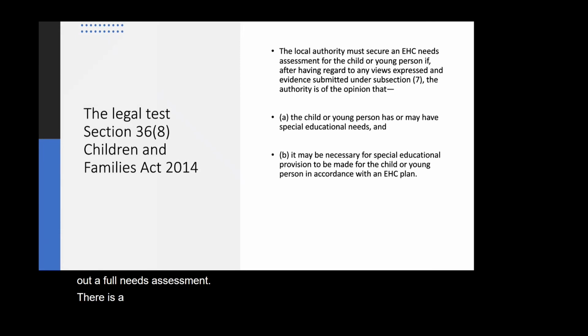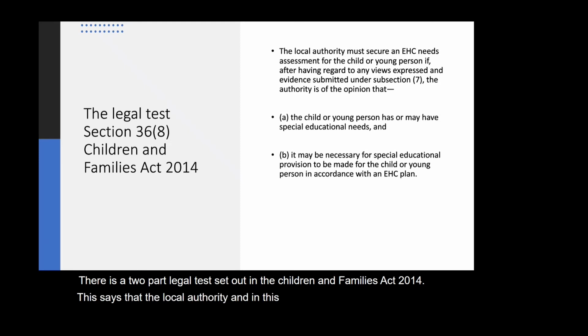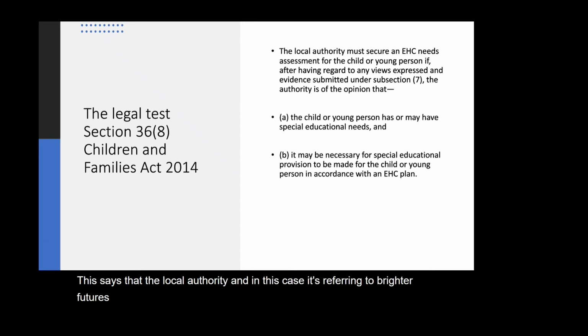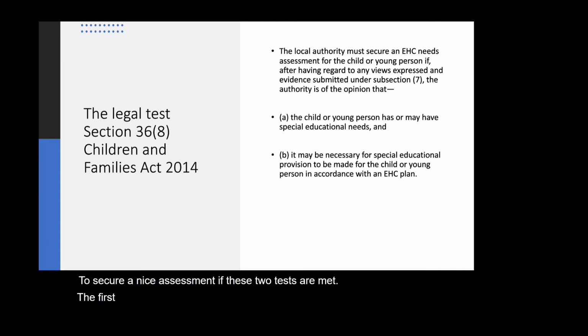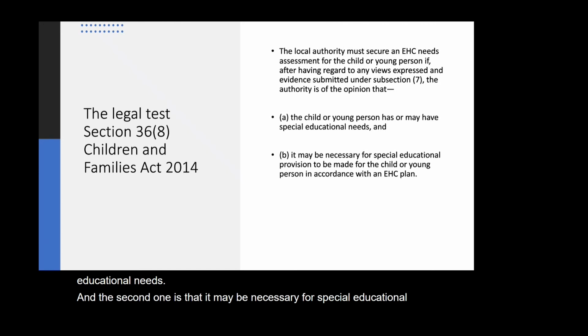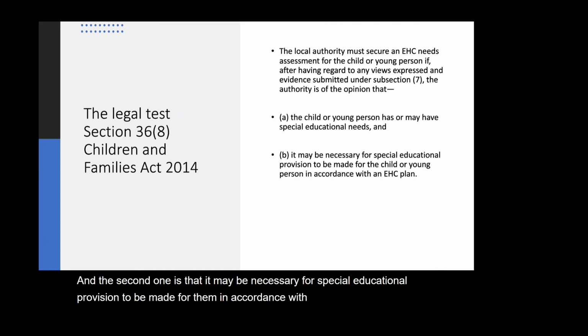There is a two-part legal test set out in the Children and Families Act 2014. This says that the local authority, and in this case it's referring to Brighter Futures for Children, has to secure a needs assessment if these two tests are met. The first one is that the child or young person has or may have special educational needs. And the second one is that it may be necessary for special educational provision to be made for them in accordance with an EHCP.